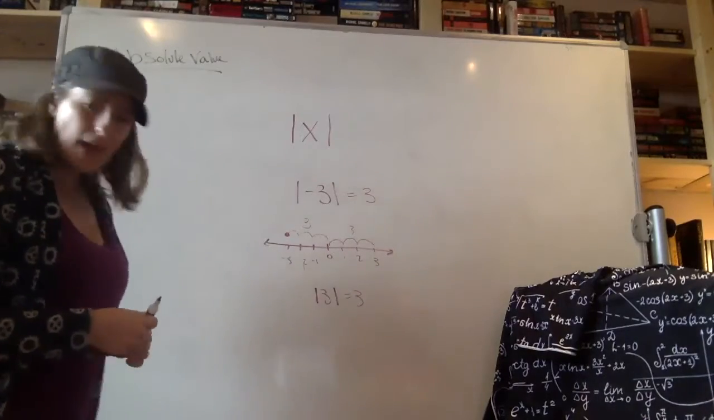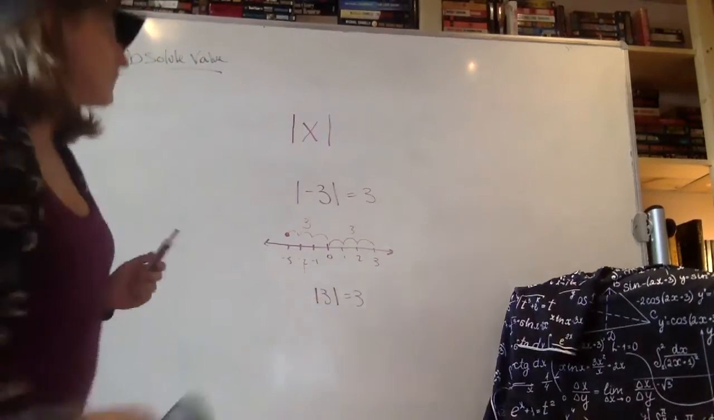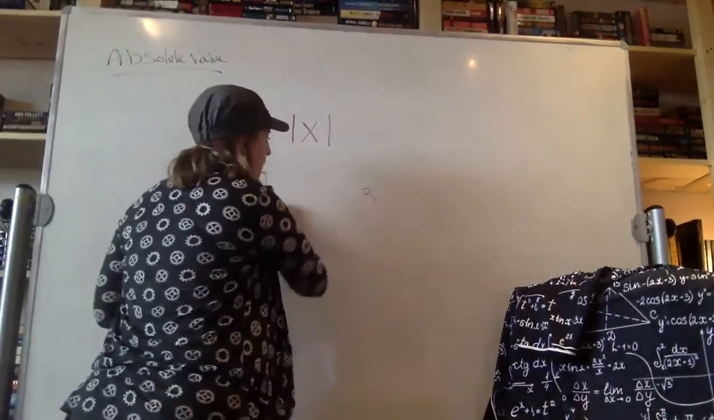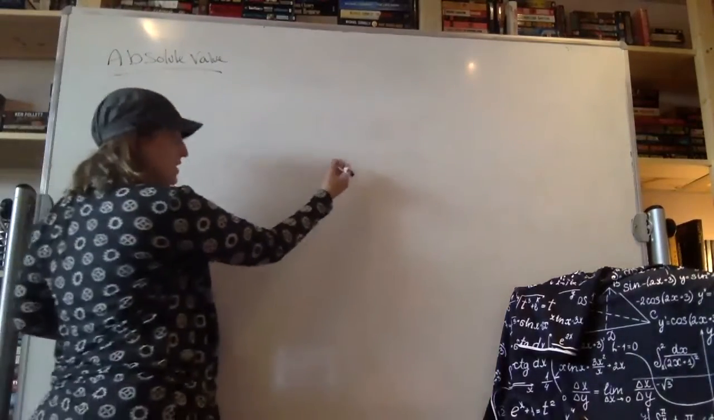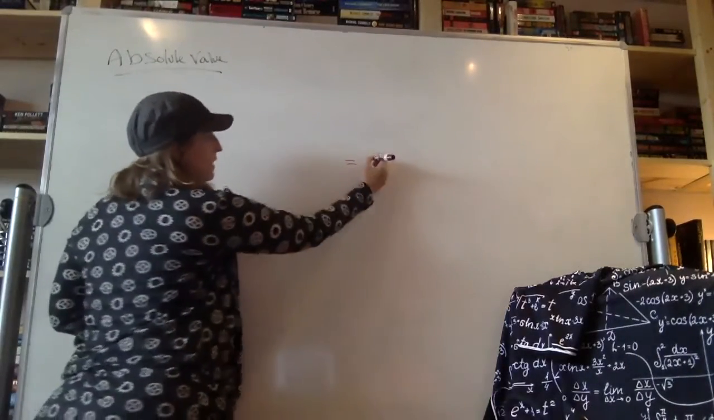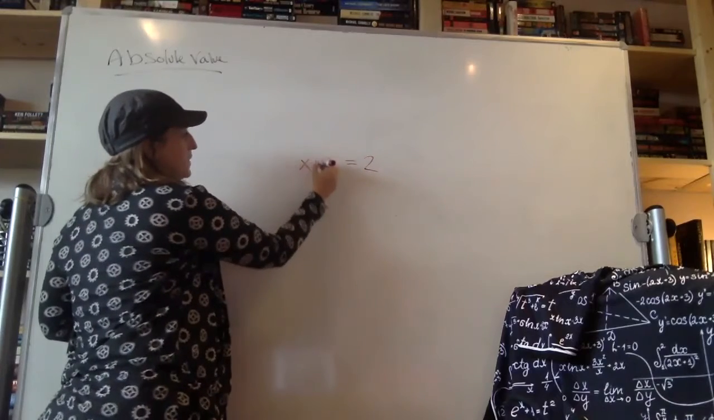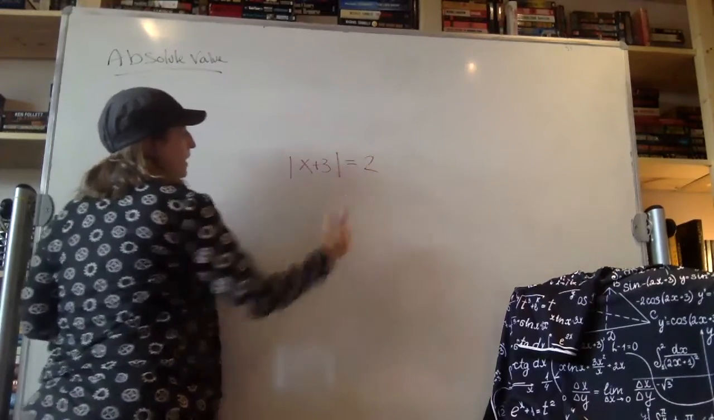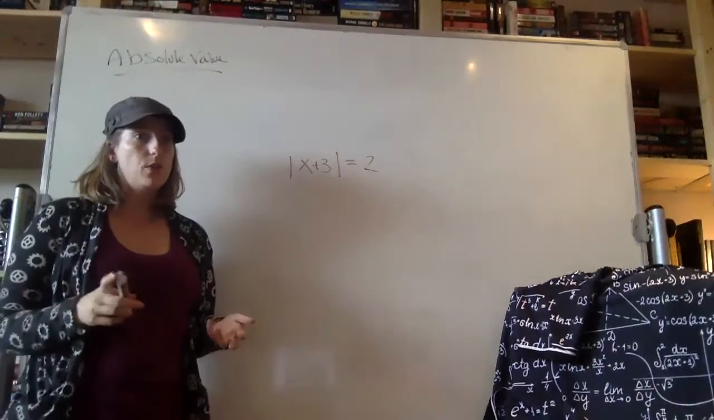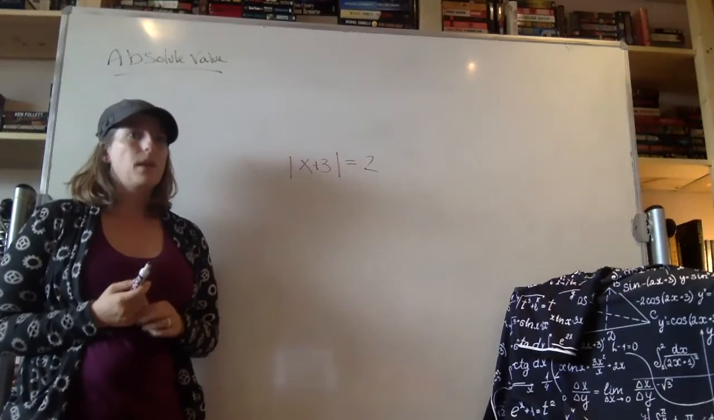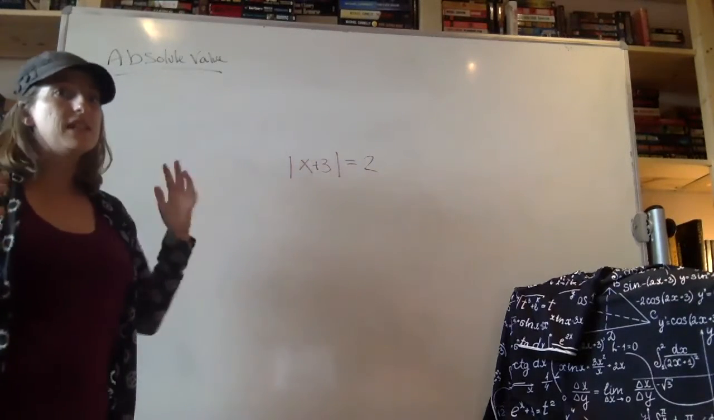Okay, so with that in mind, the question becomes, how do we solve absolute value equations? Well, what's an absolute value equation? First of all, it's an equation, meaning something with an equal sign, that has an absolute value in it. So say we have something like this: the absolute value of x plus 3 equals 2. Well, what does this mean? We can think of absolute value as giving distance from 0.